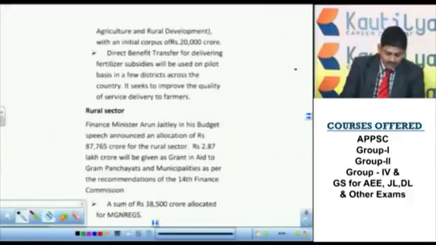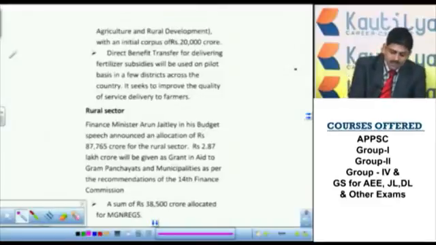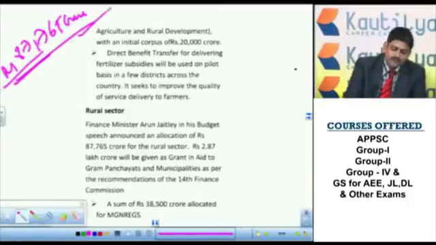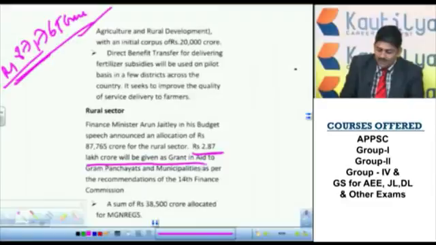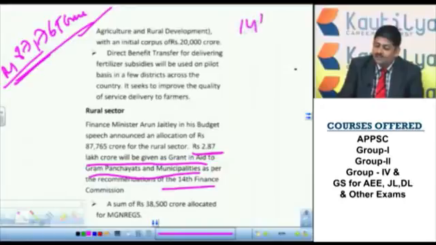The total allocation for the rural sector is rupees 87,765 crore. Out of this, 2.87 lakh crore will be given as grant in aid to Gram Panchayats and municipalities. This is the recommendation of the 14th Finance Commission.